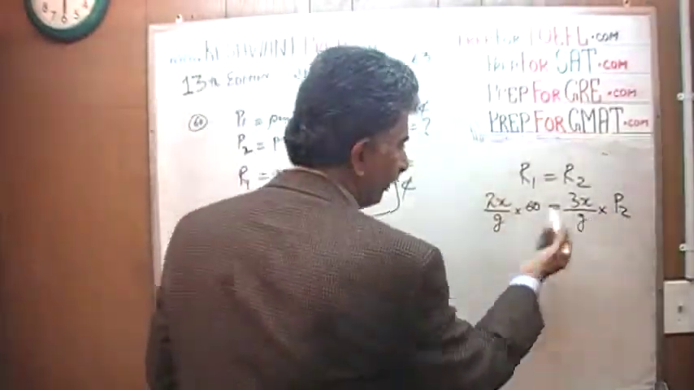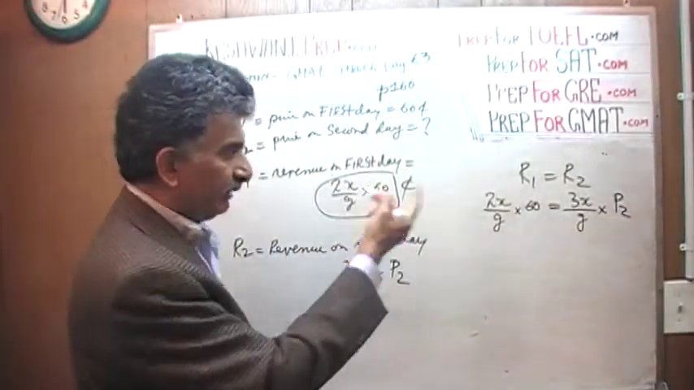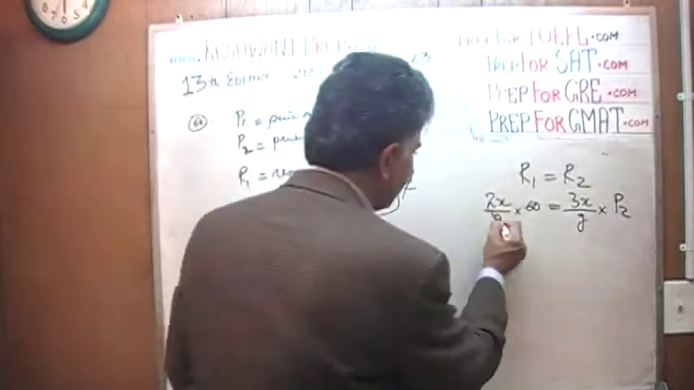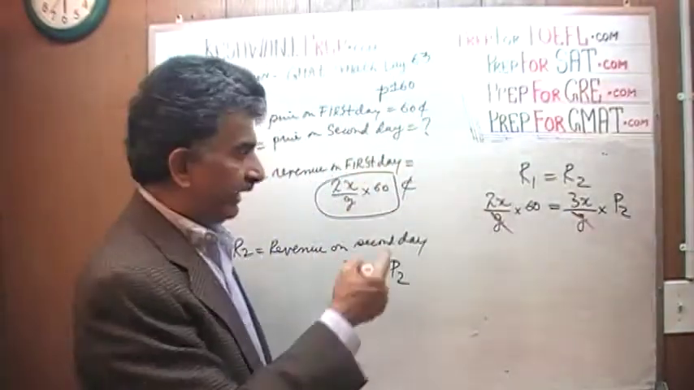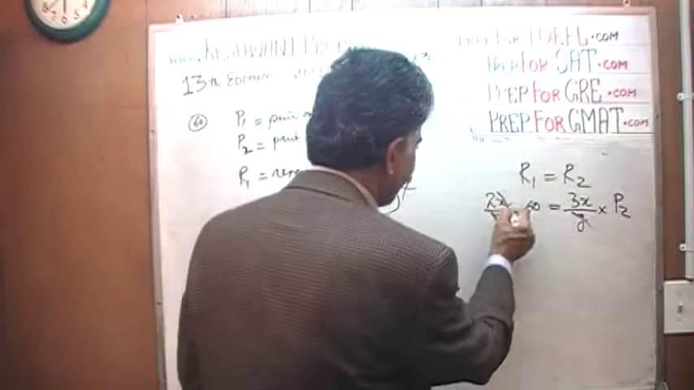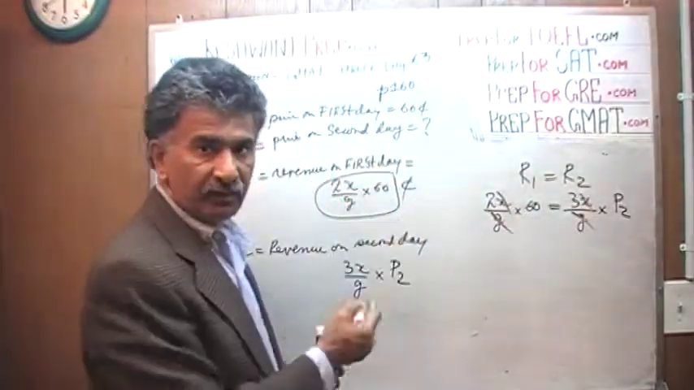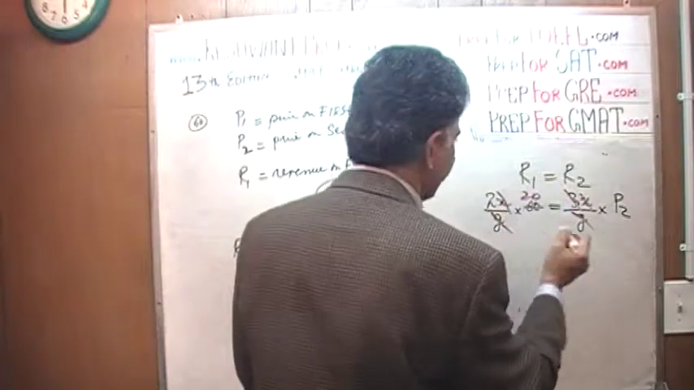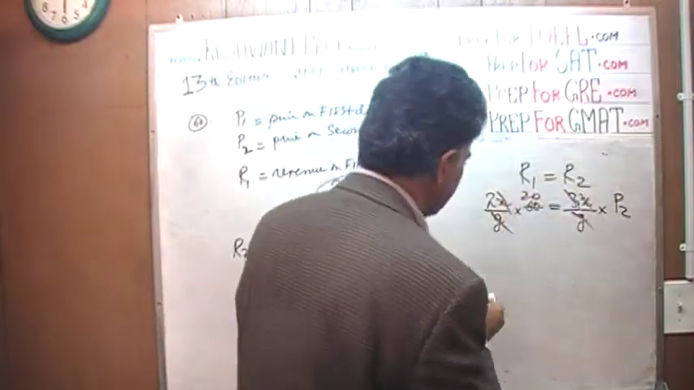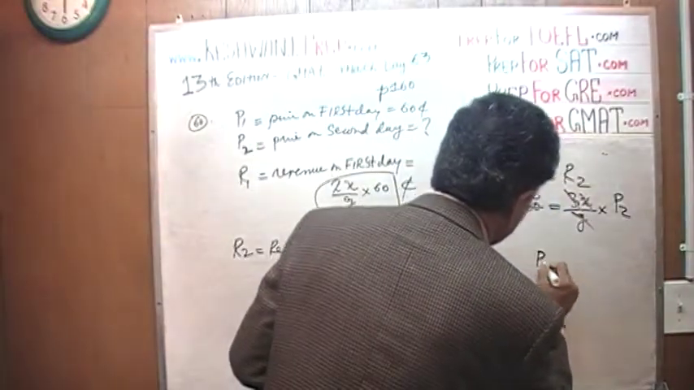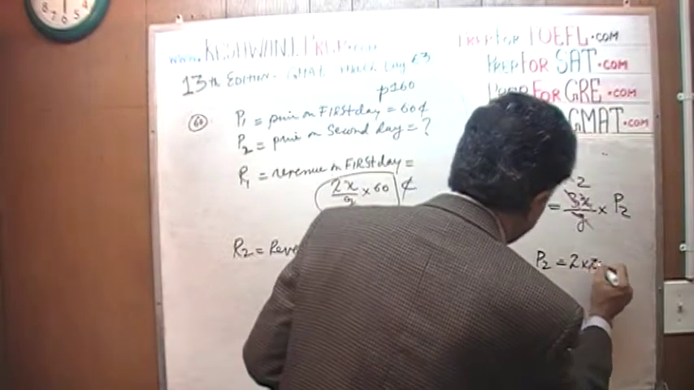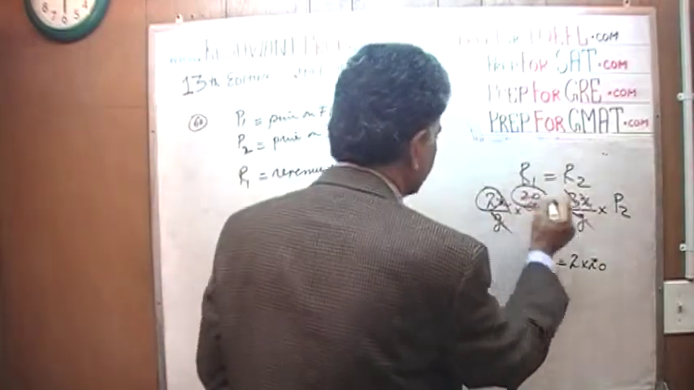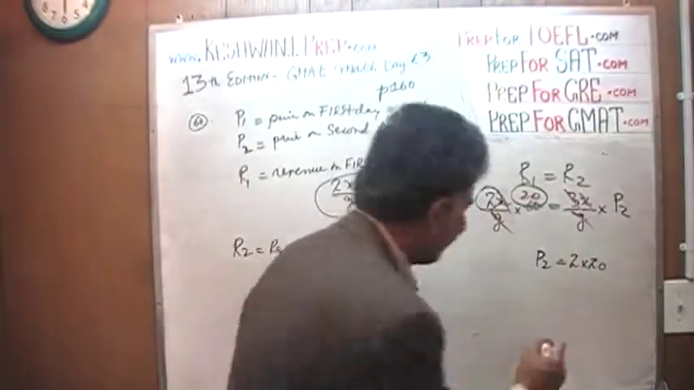Since g appears on both sides of the equation at the bottom, if you were to multiply both sides of the equation by g, g drops out. If you were to divide both sides of the equation by x, x drops out. If you were to divide both sides of the equation by 3, 3 drops out and 60 becomes 20. Voila. The answer is P2 equals 2 times 20. It's 2 times 20. That's all. The answer is 40.